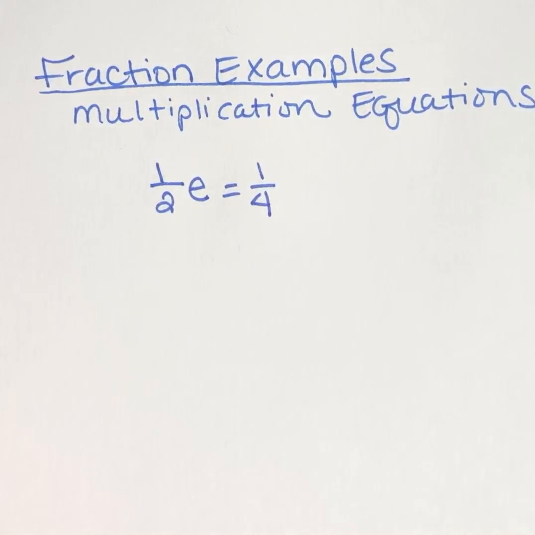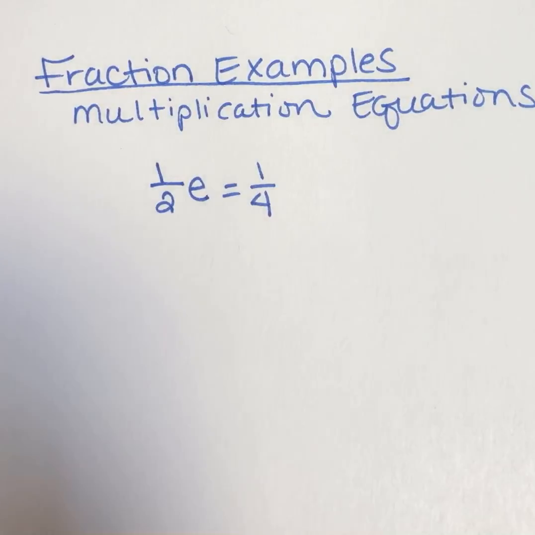Okay, so for these, what would be the opposite of multiplying times a half? You would probably tell me dividing by a half. So we would divide by a half. Well, what happens when we divide a fraction by a fraction? Like if I divide something by a half, what really happens? I end up flipping it and multiplying. So that's what we're going to go straight to.